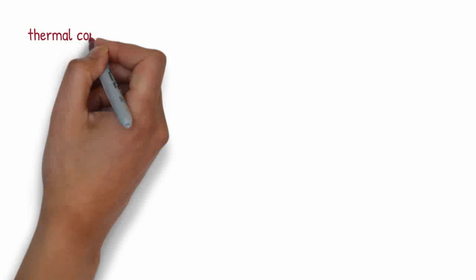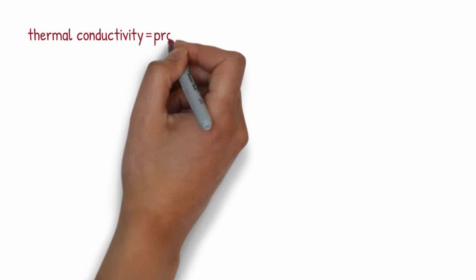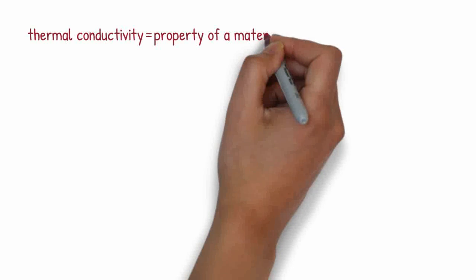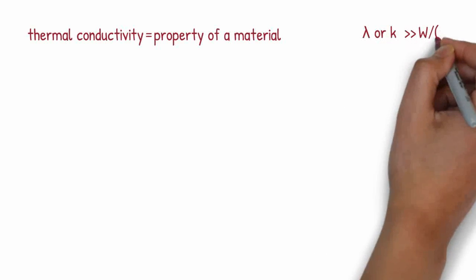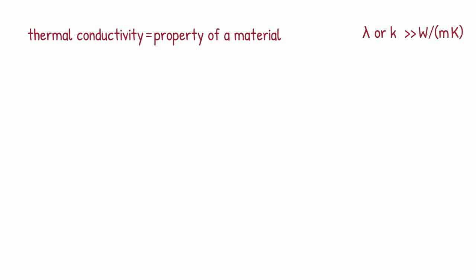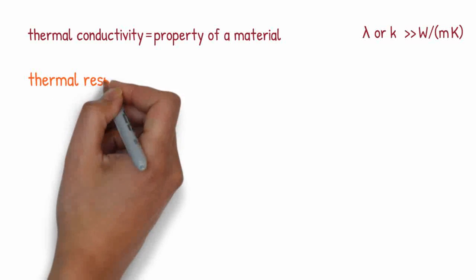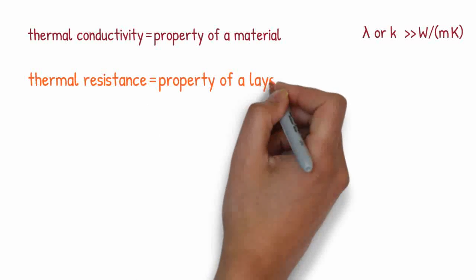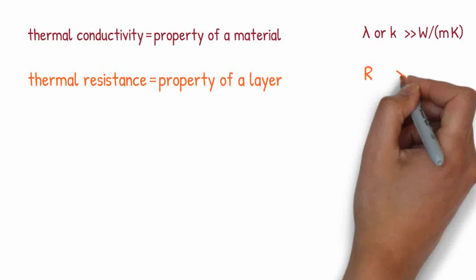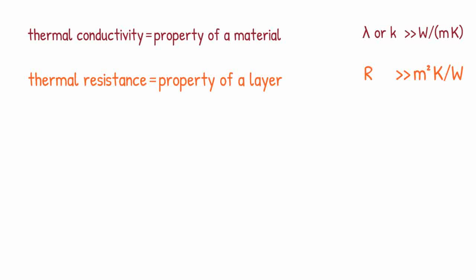Thermal conductivity is the property of a material, and the symbols used are either lowercase lambda or lowercase k, but the unit is always watt per meter Kelvin, and the brackets are essential. Thermal resistance, in contrast, is the property of a layer, and the symbol used is uppercase R, and the unit is square meter times Kelvin over watt. R is calculated by putting the layer thickness over the thermal conductivity of the material.